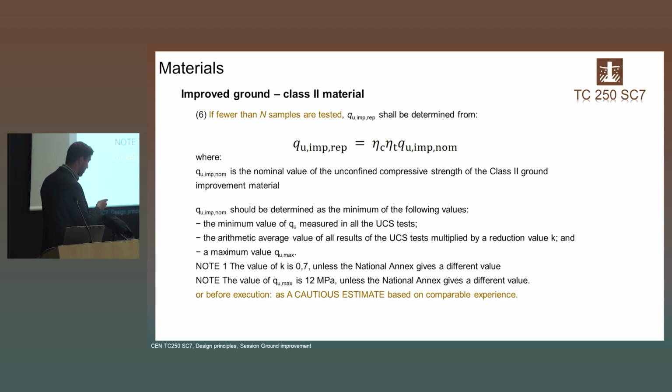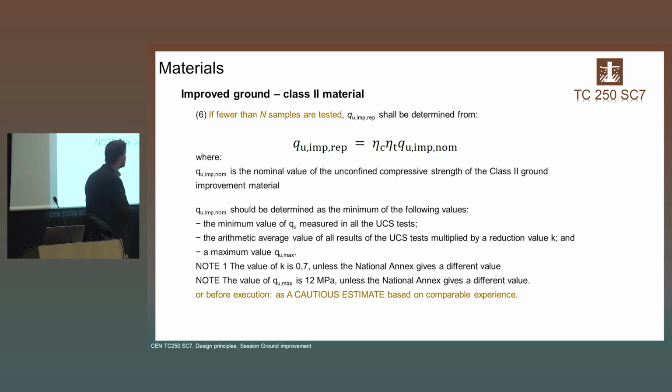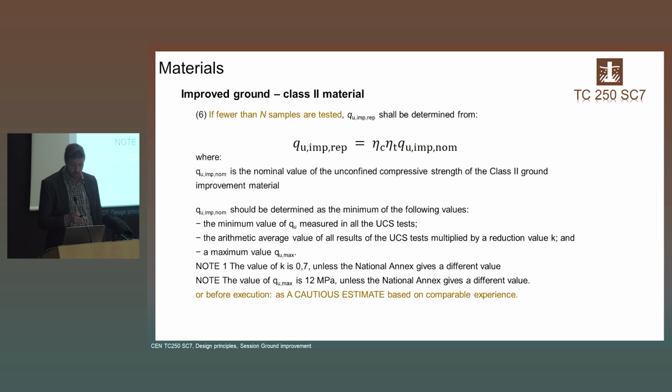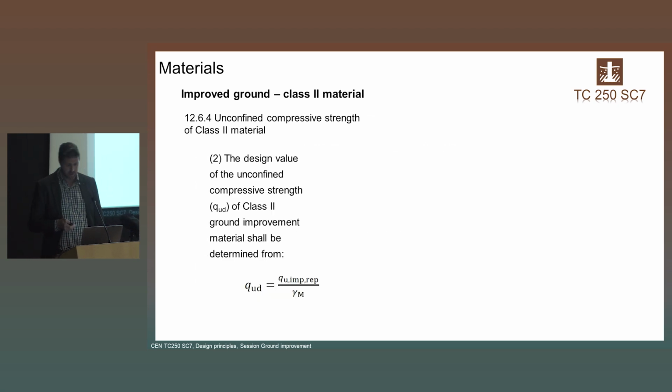And a maximum value of 12 MPa, which comes from Germany also. Before execution, you have no data, thus you use a cautious estimate, and this cautious estimate is taken as the nominal value. But you have to factorize it by the two aforementioned conversion factors. And thus you have your representative value.